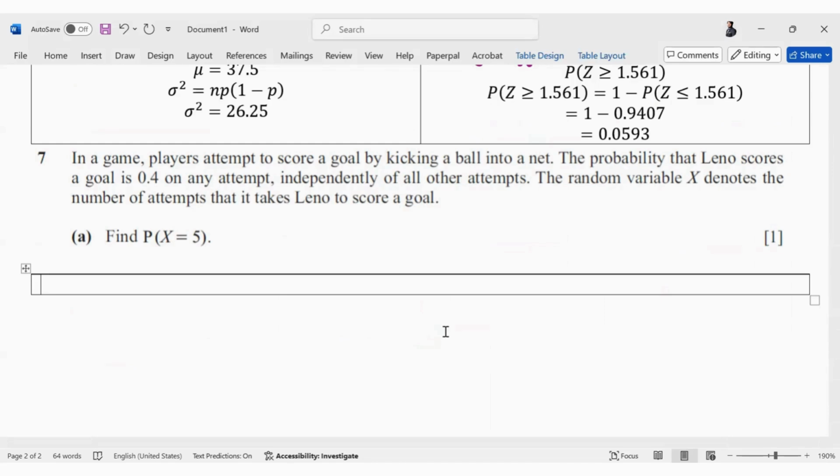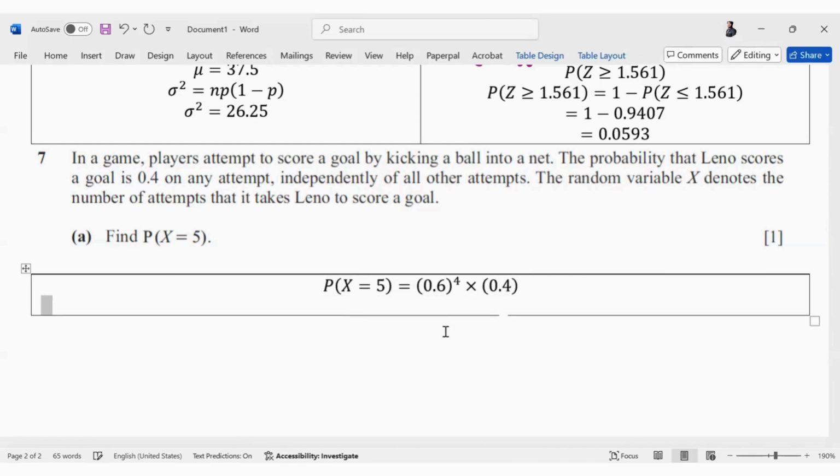So what is the question asking? Probability X is equal to 5. That means he scores a goal in the 5th attempt. That means in the first 4 attempts he does not score a goal. So probability of failure to the power 4, and in the 5th attempt he scores a goal. This is a geometrically distributed variable.